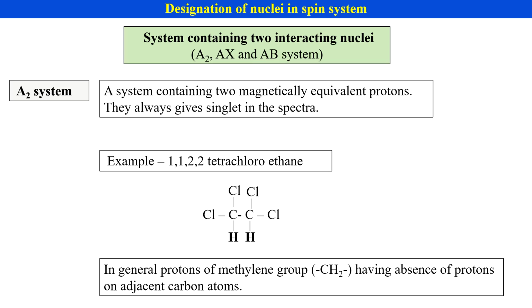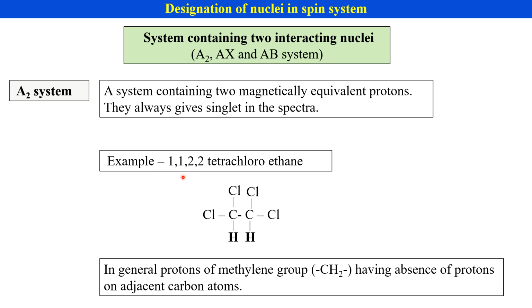Let us study different types of spin systems. First we see systems containing 2 interacting nuclei. That is, spin systems of the type A2, AX and AB. A2 system: a system containing 2 magnetically equivalent protons. They always give a singlet in the spectra. As they are equivalent protons, the coupling is not possible and they give a singlet in the spectra.